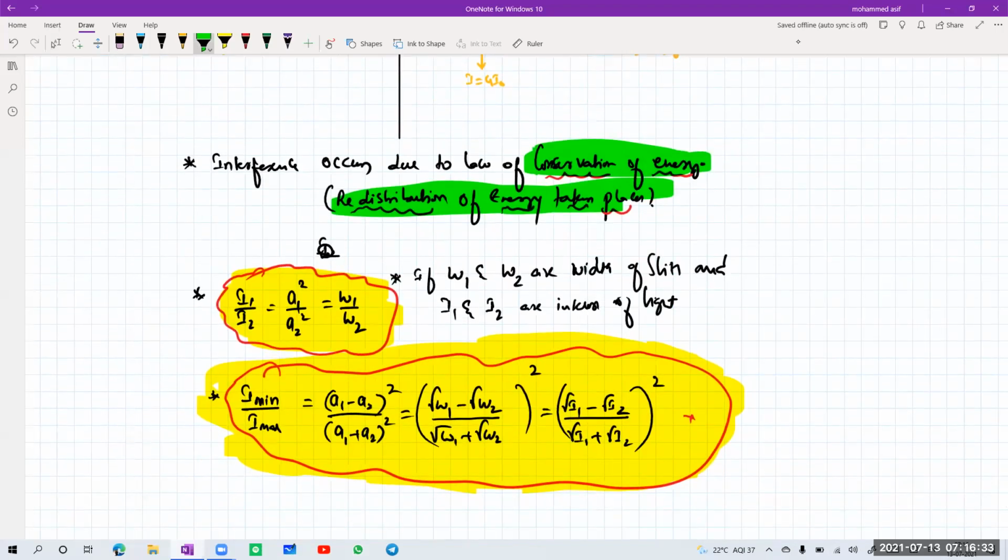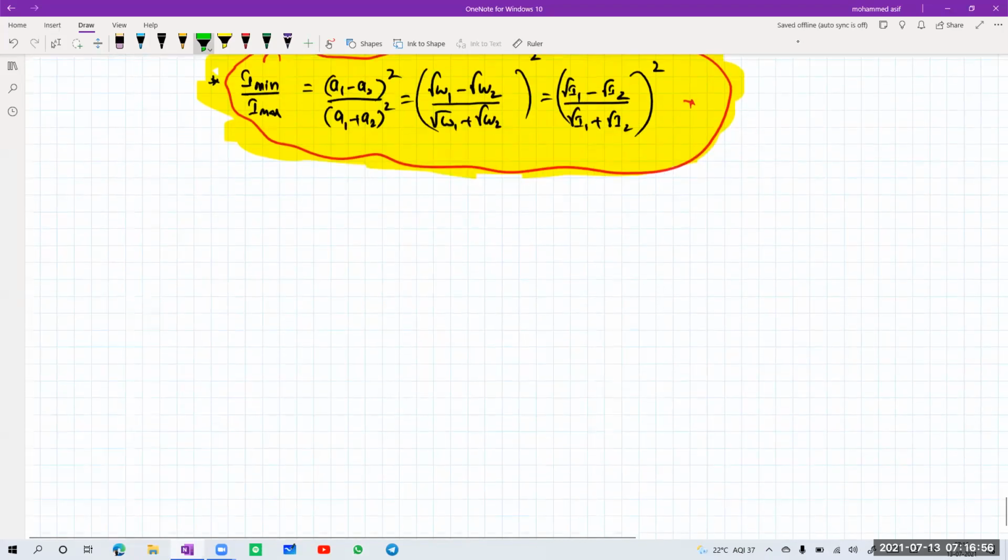So I1 by I2 is equal to A1 square by A2 square, or that is equal to W1 by W2. I minima by I maxima is (A1 minus A2) whole square divided by (A1 plus A2) whole square, or in terms of width, it is (root of W1 minus root of W2) divided by (root of W1 plus root of W2) whole square, or it is (root of I1 minus root of I2) divided by (root of I1 plus root of I2) whole square, by definition.